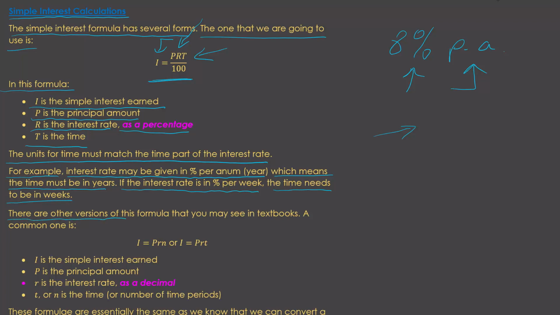There are other versions of this formula that you may see in the textbooks. A common one is I is equal to PRN or I equals PRT. N is used for the number of time periods and T just time, but they are the same thing.